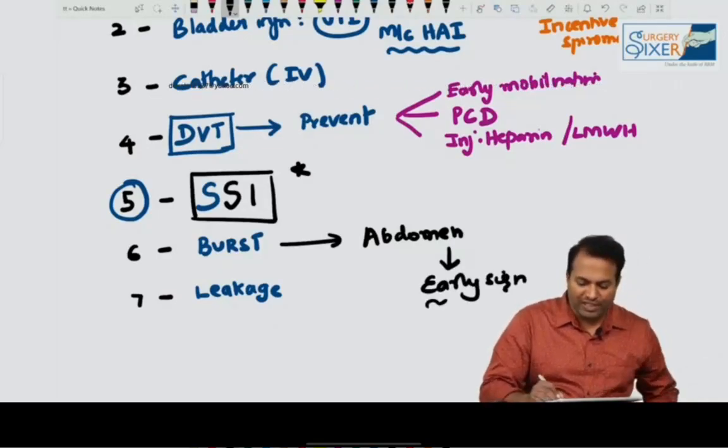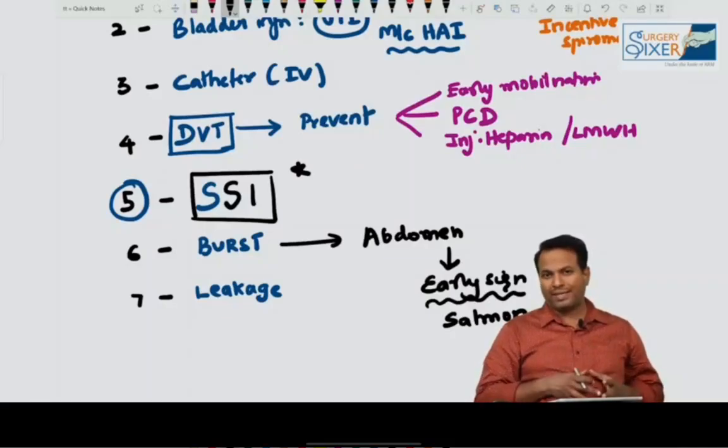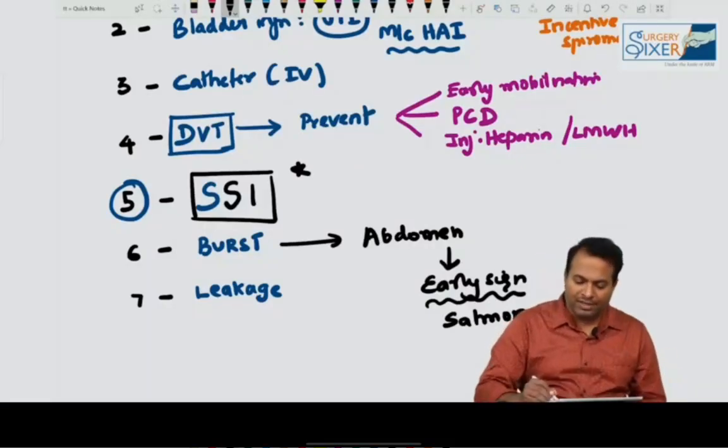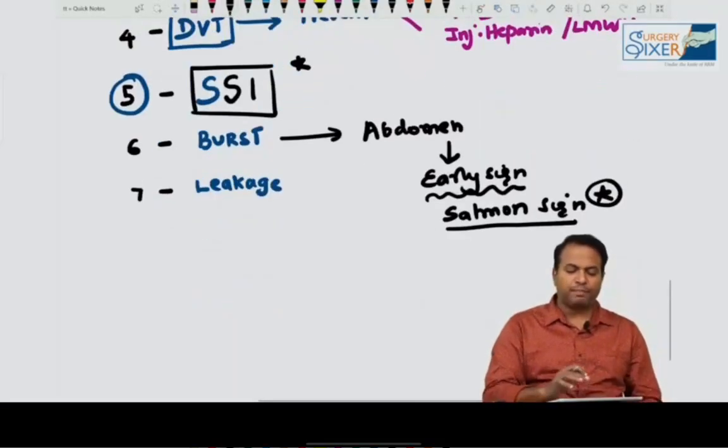Before burst abdomen, you will see one sign. What is it? Known as Salmon sign. Sudden gush of fluid will come out of the wound. Through the wound you can see 300-400 ml of fluid running out. That is Salmon sign. Please remember Salmon sign. Early sign of burst abdomen is Salmon sign.